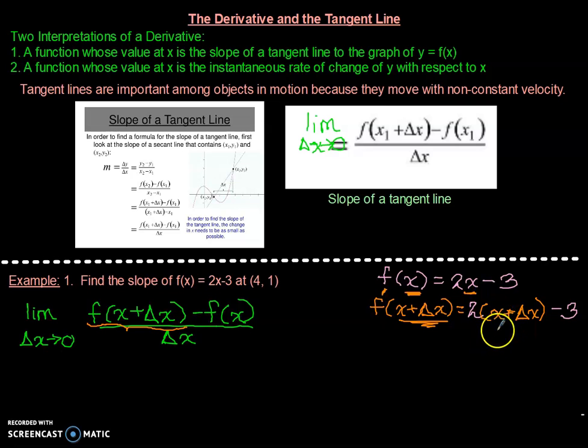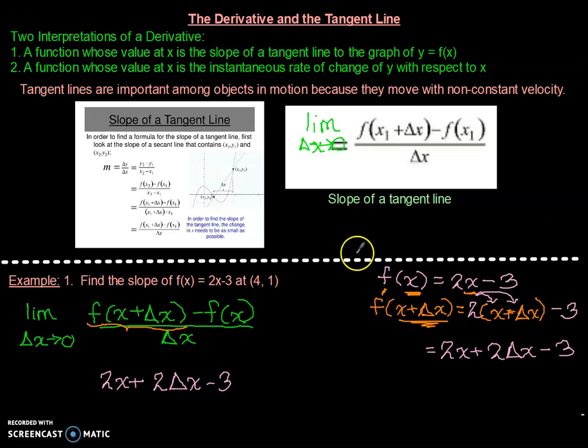So from here, to simplify, I'm going to distribute the 2, which is why it's important to always substitute in parentheses, because distributing may not happen properly without it. So this would give me 2x plus 2 delta x minus 3. So I'm going to replace this first function with 2x plus 2 delta x minus 3.